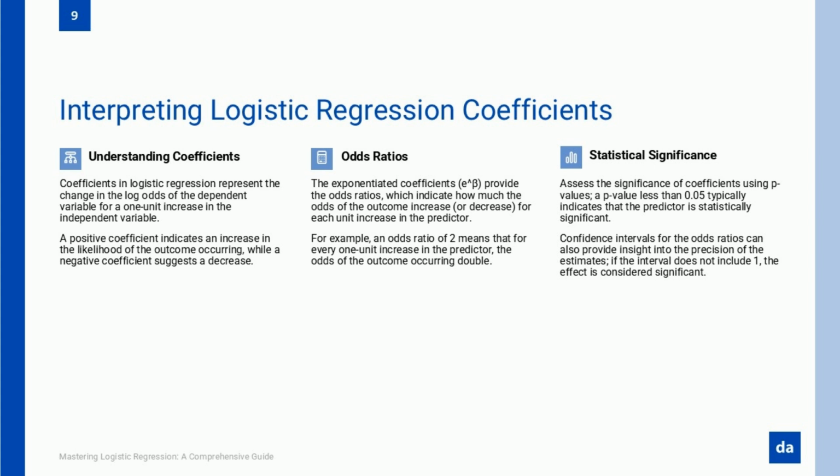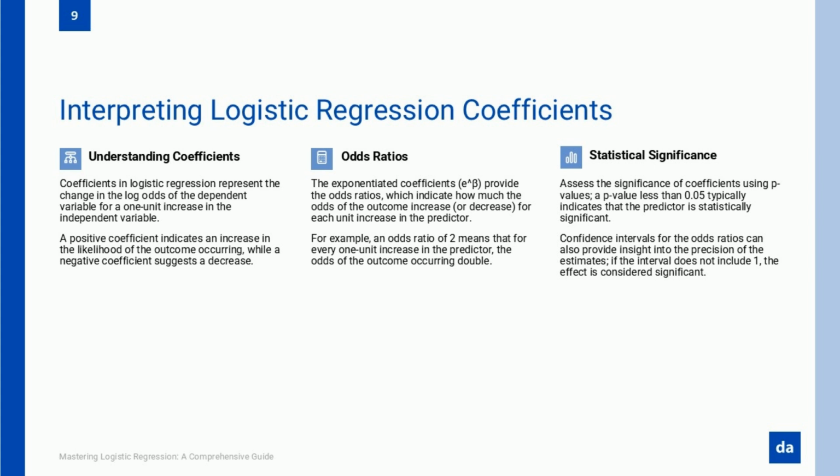But in logistic regression, things work a little differently. Instead of predicting actual values, we're predicting log odds. Yeah, I know, log odds sounds like something from a statistics horror movie, but don't worry, I'll break it down. Think of the model as stacking the odds in favor of one outcome over another. A positive coefficient means that as the independent variable increases, the probability of the outcome occurring also increases. A negative coefficient means that as the independent variable increases, the probability of the outcome occurring decreases.